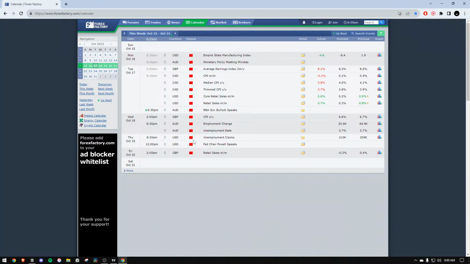But tomorrow we're going to have no news, only for GBP. So CPI is coming out. So you're going to be very cautious of the GU and then GJ. And then AUD is coming out for unemployment claims at 8:30 p.m. And then 8:30 a.m. the next day, Thursday, it's going to be US unemployment claims.